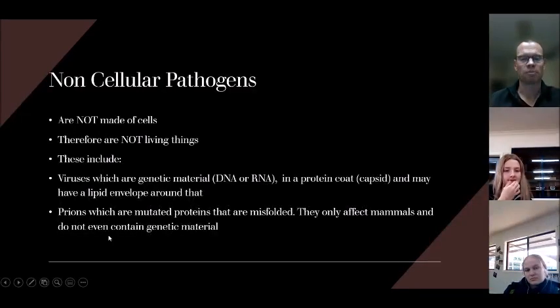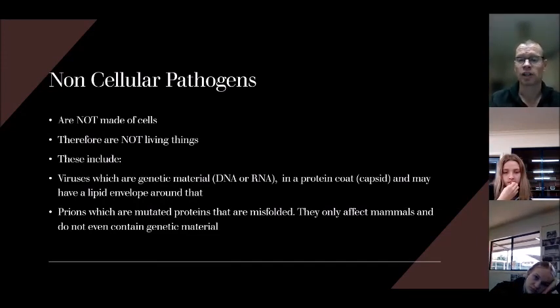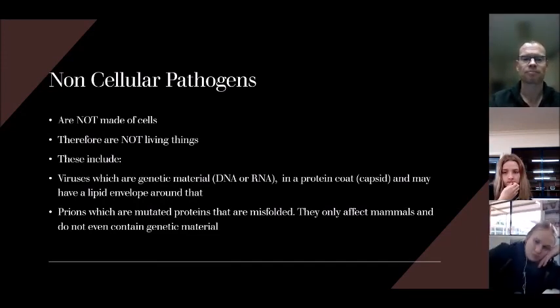The other one you need to know about are prions. So prions, equally, they're not alive. They're not cellular. They are just proteins. So they don't even contain genetic material. They are just a protein that is misshapen.